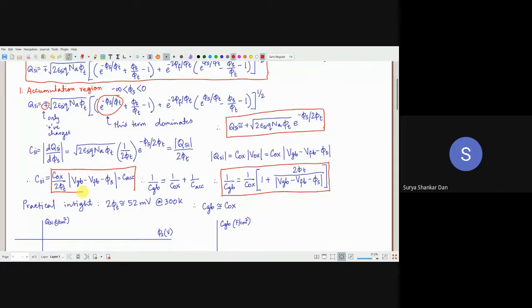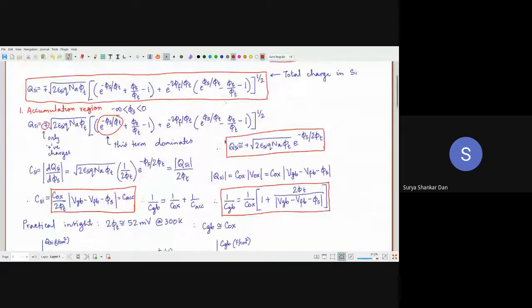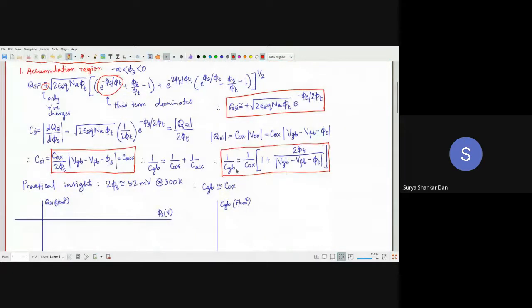so that we are going to draw certain conclusions out of this later. So basically 1 upon CGB equals 1 upon COX plus, in place of CSI, 1 upon C accumulation. Simple. So this is the relation. Just keep this in mind. We are going to draw certain conclusions when we come to the CV curve. Okay. So now in the accumulation region, we will start by drawing the charge and the CGB value.